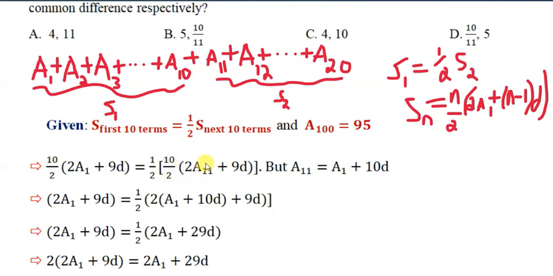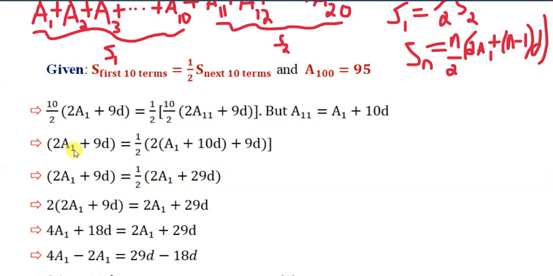Now, our first term for the next 10 terms is a11, right? 2 times a11 plus 9d. But we also know that from the nth term of an arithmetic sequence, a11 is equal to a1 plus 10d. Therefore, replace a11 by a1 plus 10d. Now 10 over 2 cancels, 10 over 2 on the right.